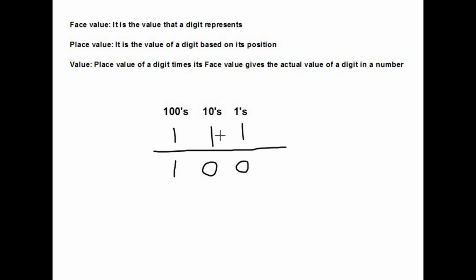And this digit has a place value of 10, therefore its actual value would be its face value, that's 1, multiplied by its place value, that's 10. So that will give us a total of 10. And this digit has a place value of 1, therefore its actual value is 1. And this gives us a total of 111. Now let's take a look at a few more examples.